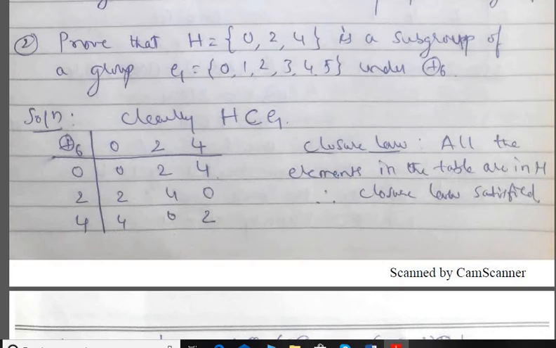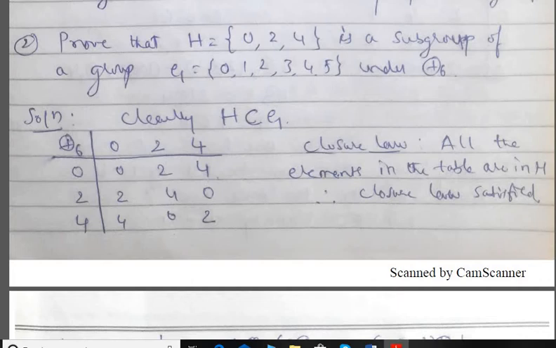Now construct the Cayley table. You know how to construct it: in the first row write 0, 2, 4, and column-wise also write 0, 2, 4, the elements of the set H. Adding the elements, 0 plus 0 is 0, 0 plus 2 is 2, 0 plus 4 is 4, in the first row. In the second row, 2 plus 0 is 2, 2 plus 2 is 4, 2 plus 4 is 6, but 6 under addition modulo 6 is 0, since when divided by 6 the remainder is 0.